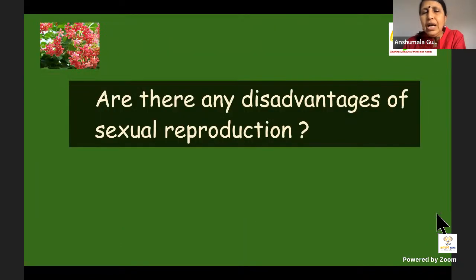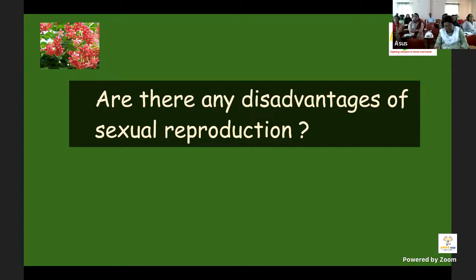Now coming to this question. So we are saying that nature actually prefers sexual reproduction, which means through seeds, which means through male and female crossing each other and different males crossing different females, not from the same individual. So are there any disadvantages of sexual reproduction? We talked about advantages, mixing of qualities. Any disadvantages?